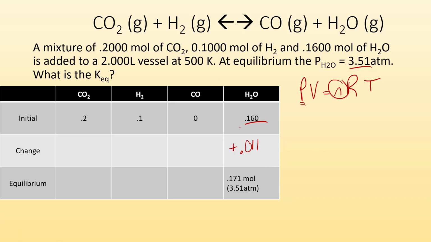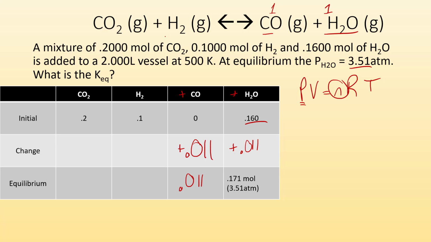So now once I figured that out, I can start to figure out what happened to the rest of them. Well, CO is also a product, so it's going to do whatever H2O did. If I made more H2O, I'm going to make more CO because they're on the same side of the equation. So it's going to change the same amount because it is a 1-to-1 ratio for those coefficients. So at equilibrium, I'm going to have this 0.011 moles of CO.